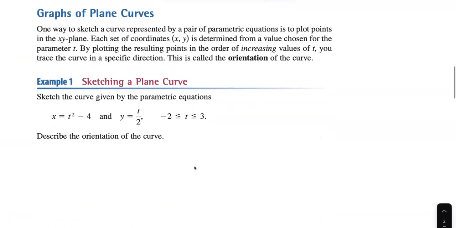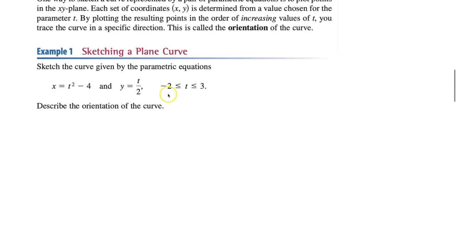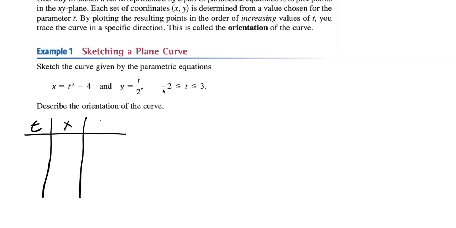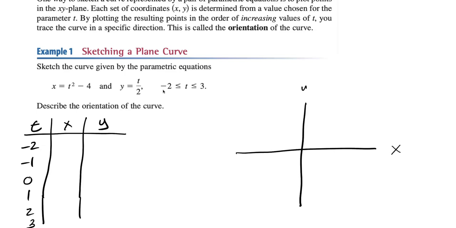Okay, let's start off by doing a graph of a parametric equation. So we're going to graph this, and we're going to describe the orientation. So really, starting off, we're just going to do a big old chart. We have t here, we have x and y. So we'll start with negative 2, negative 1, 0, 1, 2, and 3. Probably have an xy graph here. And the key is, we're just going to start with t. So we'll start at negative 2 because that's where t goes from.